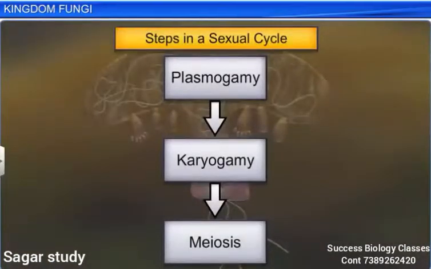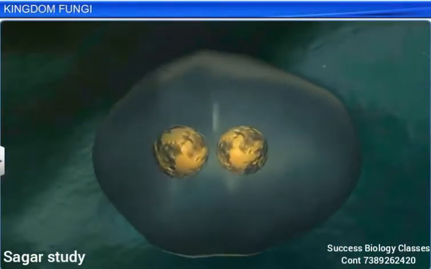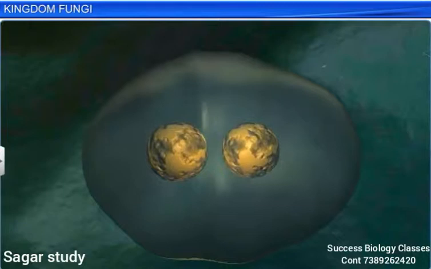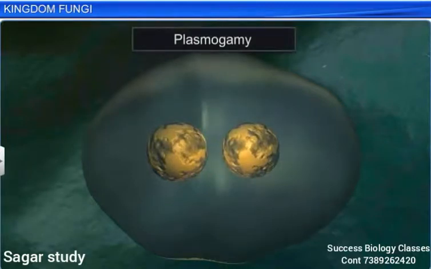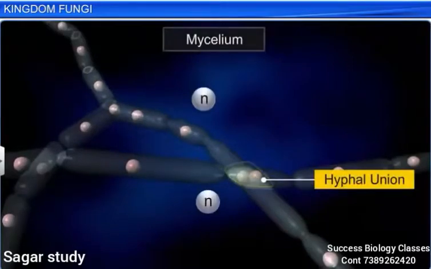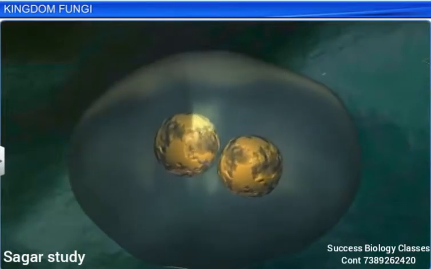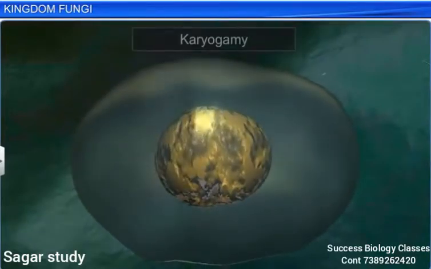There are 3 steps in the sexual cycle: plasmogamy, karyogamy, and meiosis. The first stage involves the fusion of protoplasms between 2 motile or non-motile gametes. This is called plasmogamy. Plasmogamy occurs when 2 haploid hyphae of compatible mating types fuse. After plasmogamy, the two nuclei fuse together in the second stage known as karyogamy.